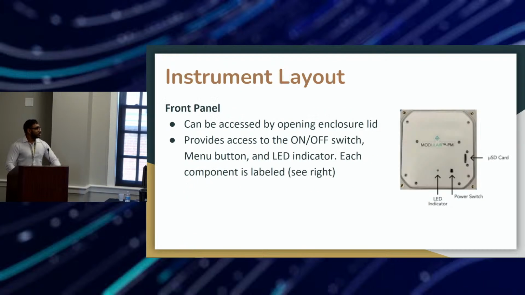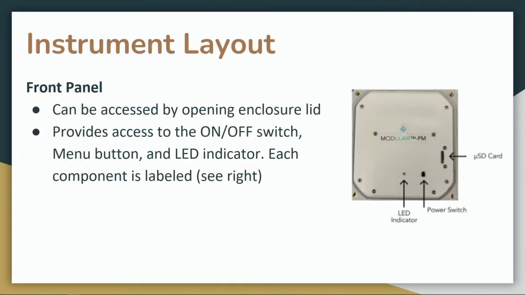Okay, so this is the Modulair's layout. Again, it's very simple. It's a multi-pollutant sensor. It measures PM, carbon dioxide, nitrogen oxides, and ozone, and all you have to do is turn the device on. There's a power switch right there. There's also an SD card, so if there are any issues in the field in terms of getting the data to the cloud, you can just pull the SD card out, and the research team will look at the data that way.